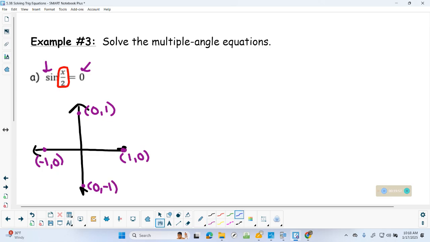Okay, you take a second and you circle which point or points you think have a sine of 0. Top, bottom, left, right. Left and right, because sine remembers that second coordinate. Okay. What are the angles that correspond to these points? The right one is at what? 0. Left is at what?